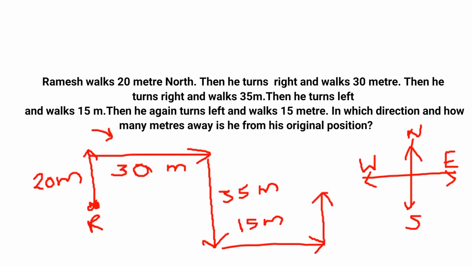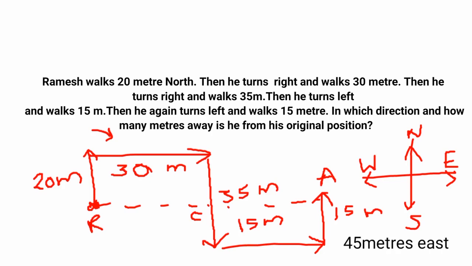Now the question is, in which direction and how many meters away is he from his original position? So it is clear that the point A is lying on the east of original position. How many meters away is he from the original position? From the figure it is clear that the distance is RA. This is nothing but RC plus CA. So 30 plus 15, you will get the answer as 45 meters. So your answer will be 45 meters east.